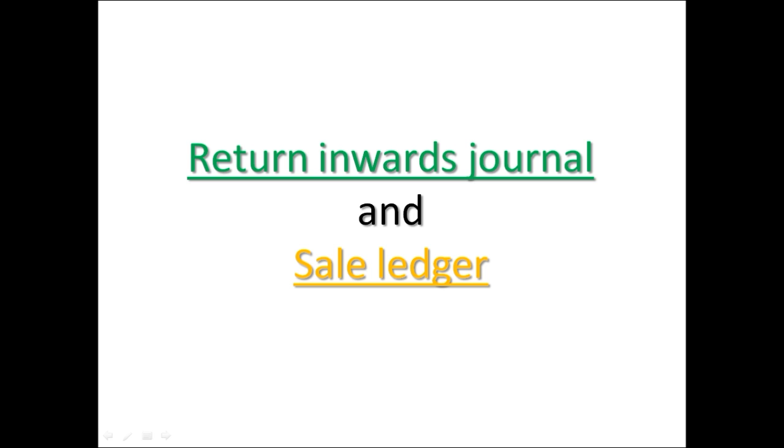In the last class, we talked about the return inwards journal, and we said that the return inwards journal is used to record credit sales that were returned to us, or goods that were returned to the business. Now we're looking at the ledger. We also discussed in the last class that we use the sales ledger to post the return inwards transactions. So let's get into today's activity.